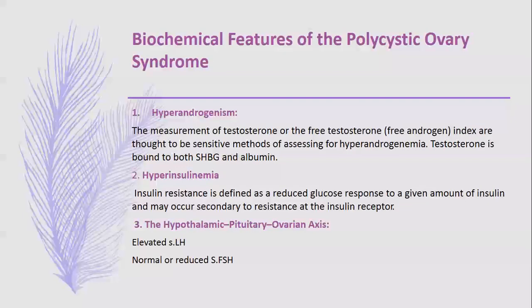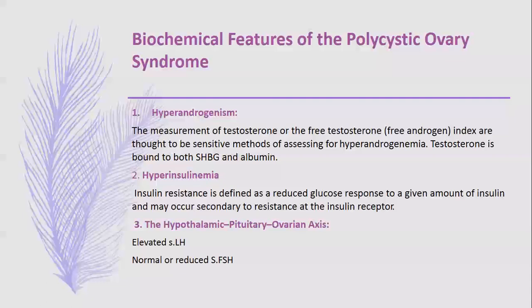Biochemical features of polycystic ovary syndrome. What should we look for as a biochemical feature? We will have hyperandrogenism in this patient. The measurement of testosterone or the free testosterone, free androgen index, is thought to be a sensitive method of assessment of hyperandrogenism. Testosterone is bound to sex hormone binding globulin and albumin, but mainly to sex hormone binding globulin, about 99%, while only 1% binds to albumin.